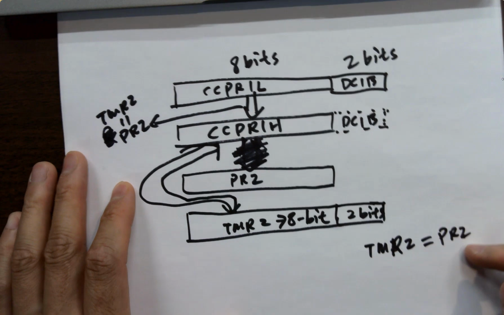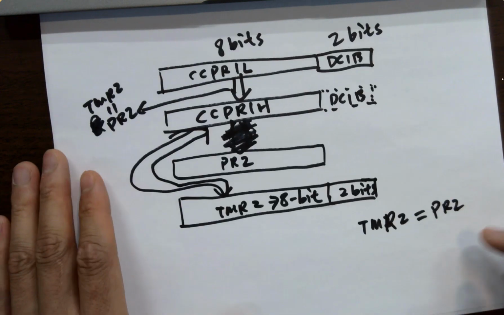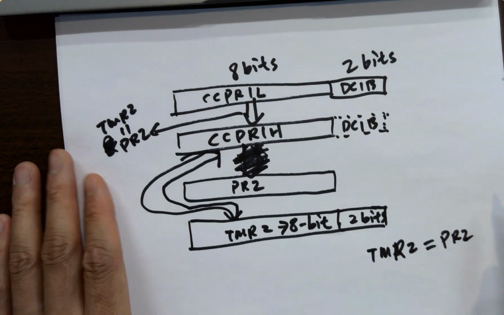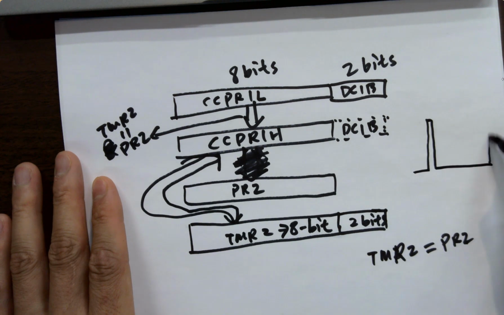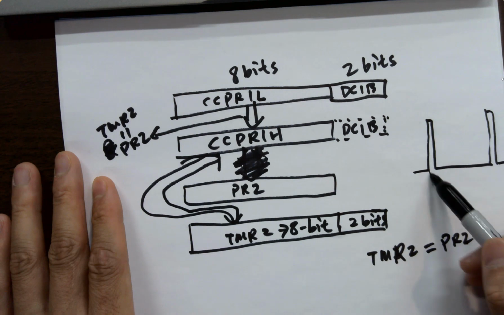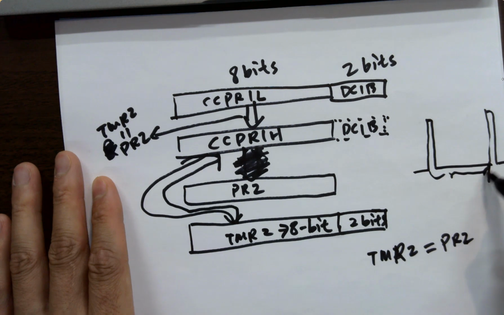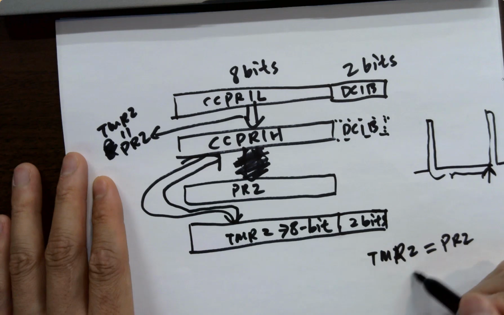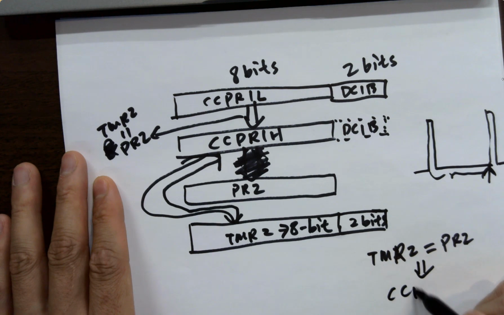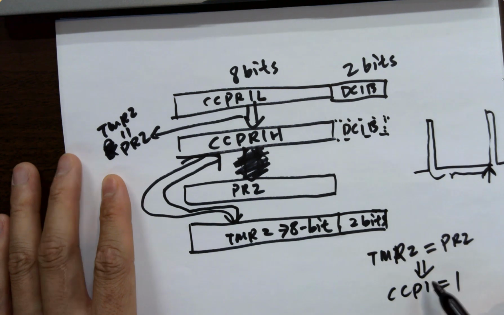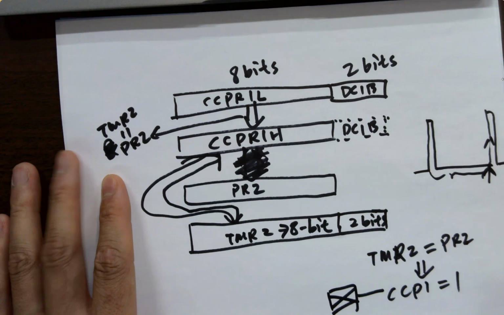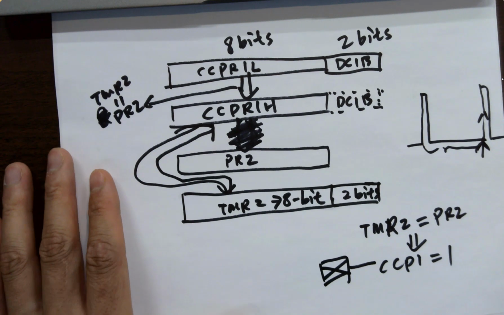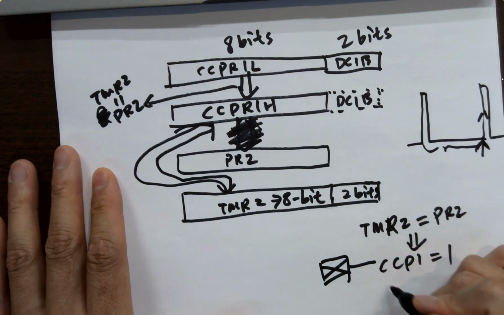So when timer 2 equals PR2, what are the actions being taken here? Just look at the waveform, right? So that's PR2's counts. Whenever it reaches here, what are the actions? CCP1, yeah. Give a 1 to CCP1. That's a pin, right? It's a pin here. Give a 1 to it. Make sense? What else?